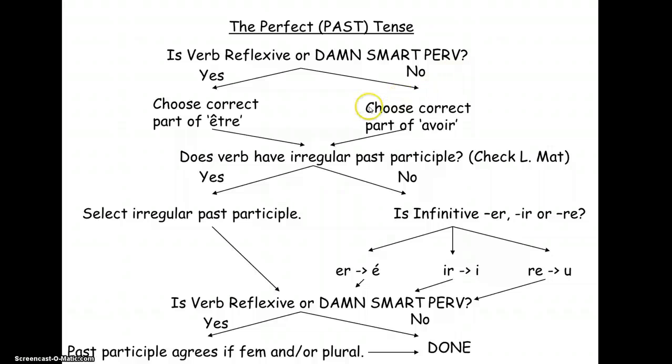And once we've got part of être or avoir, we need to make the past participle. And we need to check first to see whether it's irregular, and we can check those in dictionaries or learning mats, because some of them we just have to learn. And if it's regular, then there are three possible endings: é for the ER verbs, i and u, the IR and RE verbs.